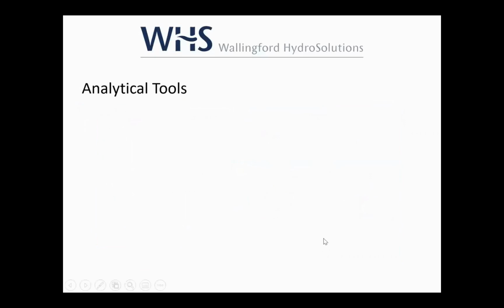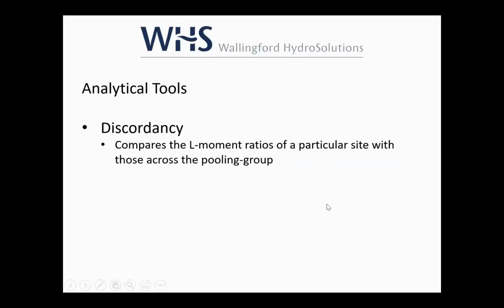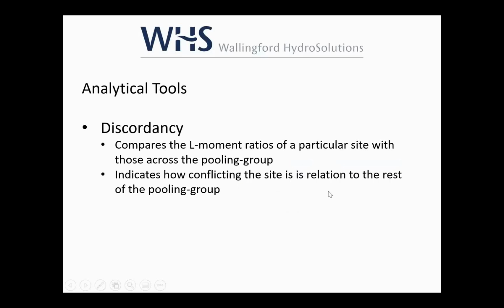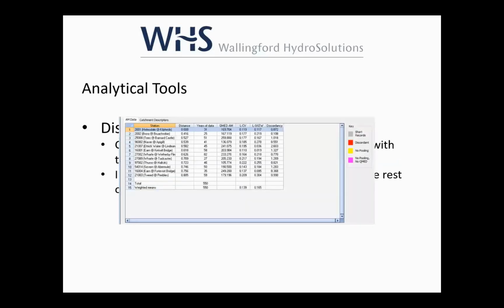So those are visual tools. We also have analytical tools. So these are kind of statistical measures that really measure the pooling group. So one of these is discordancy. This compares the L-moment ratios of a particular site, so a pooling group member, with those across the pooling group. And really that discordancy number indicates how conflicting the site is in relation to the rest of the pooling group. So it's listed here, and pooling group members which are discordant will be flagged in red.